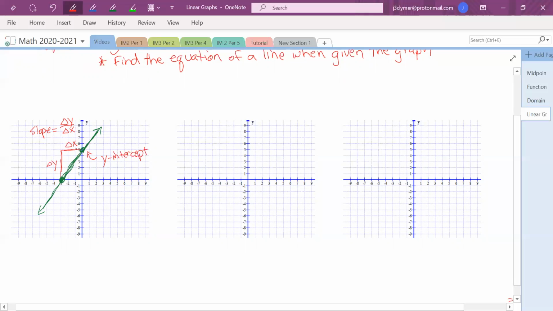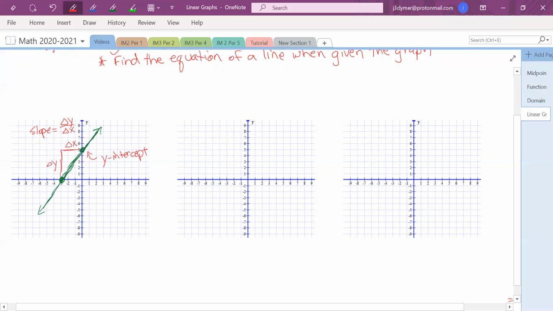Okay, so if we have a steep slope, then we are going to go up a lot and go over just a little. This is going from left to right: if it's a steep slope, you go up a lot and go over a little. If we have a shallow slope, then we go up very little and go over a lot. So it's a relationship between how much you go up versus how much you go over. That's the slope.